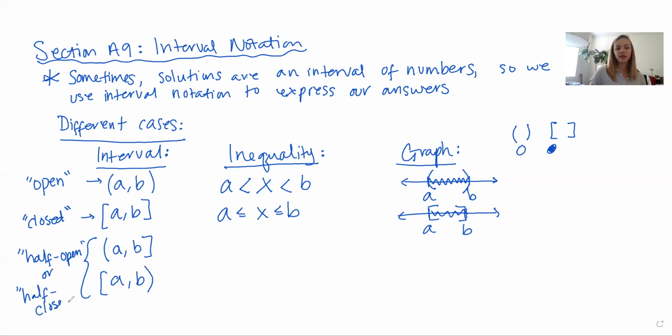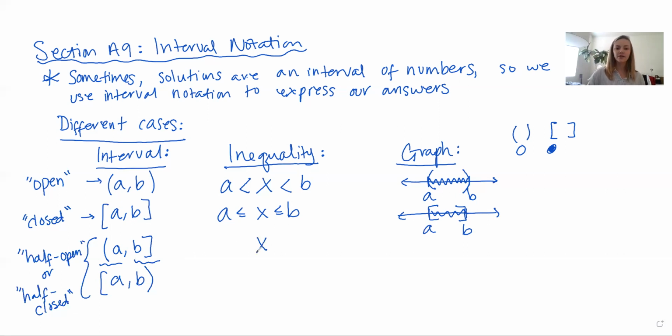And again, I can call either of those half open or half closed. I'm not referencing a specific one here as half open or half closed. Those are just two different names for these types of intervals. So the inequalities are, again, pretty similar. Wherever we have a parenthesis, we're going to have a less than. Wherever we have a bracket, we're going to have a less than or equal to.